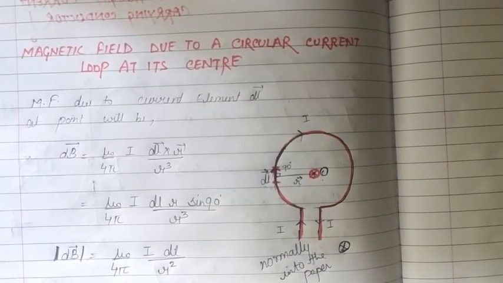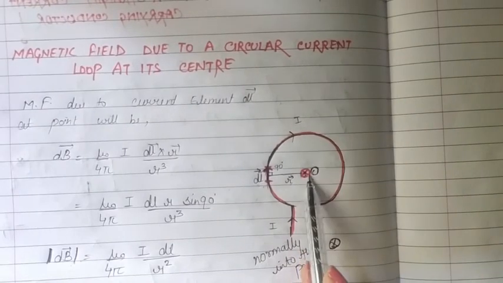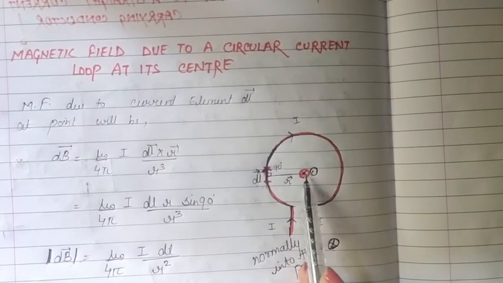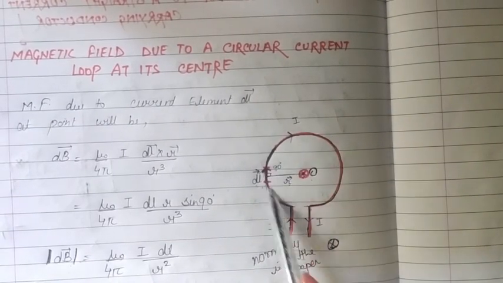The next thing that we will study in our next video will be magnetic field on the axis of a circular current loop. Now we have found it at the center, then we will find the magnetic field because of this loop at a point on its axis.